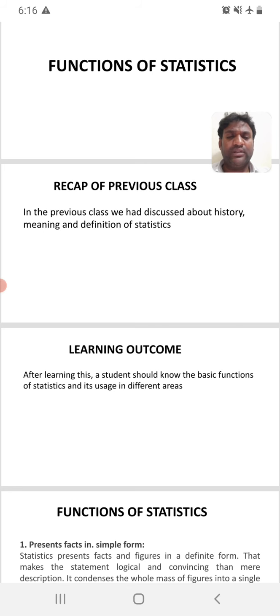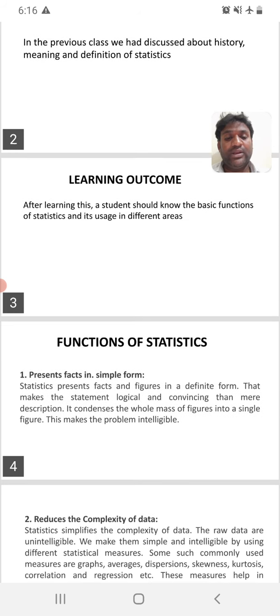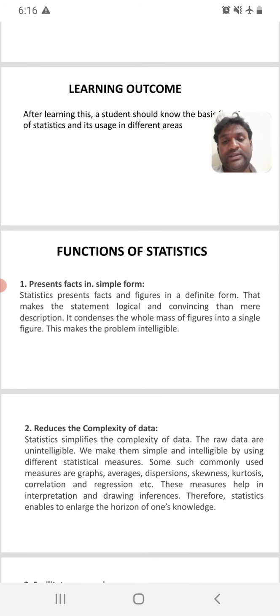In today's session, we are discussing the functions of statistics. What are the functions that can be done by statistics? As we all know, statistics is a scientific method of collection of numerical data and its interpretation. The first function of statistics is that it presents facts in simple form. That means it is going to aggregate the facts.